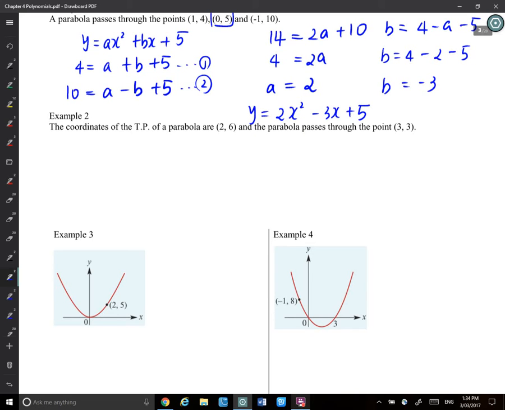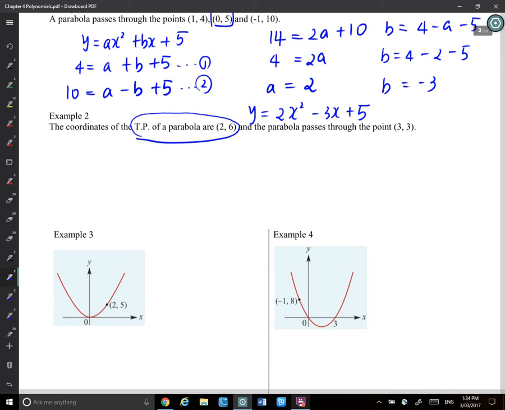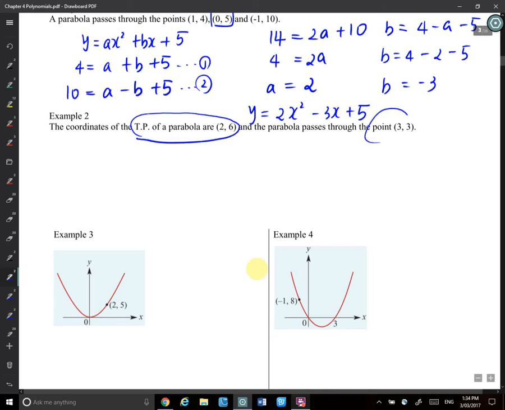The second one is you have the information of the turning point. Turning point is a really good point. I like that point because if I know that point, it's giving me 2 pieces of information, and I only need another extra point. Now another extra point is 3, 3.